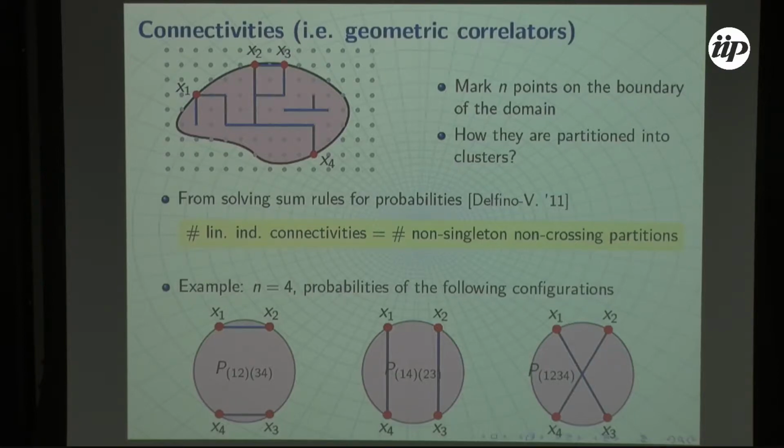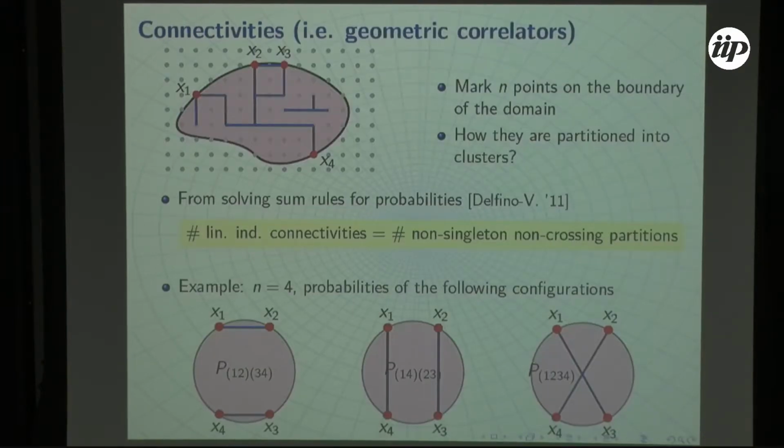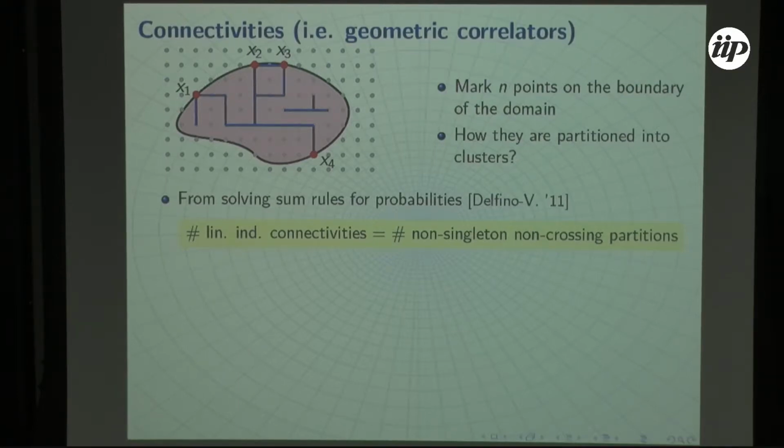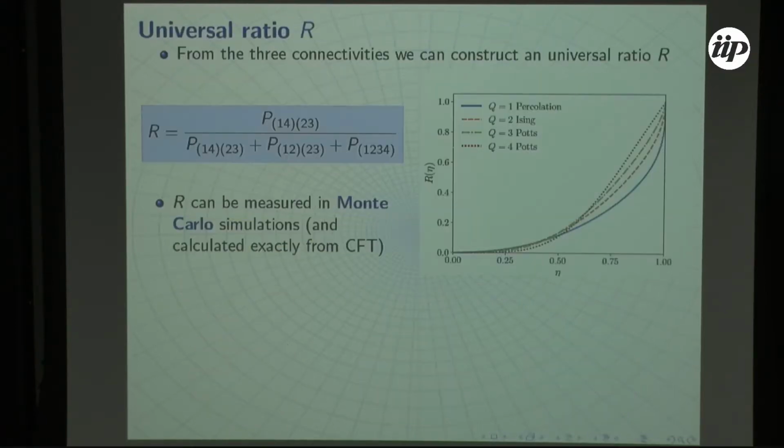And in particular, one which is convenient is the ratio between the probability that, in the percolation problem for instance, the central one is connected, so 1 is connected with 4 and 2 is connected with 3, divided by the sum of all three probabilities. It's a normalization. So here is the result. This is the analytic result. As you see, I call this function R.